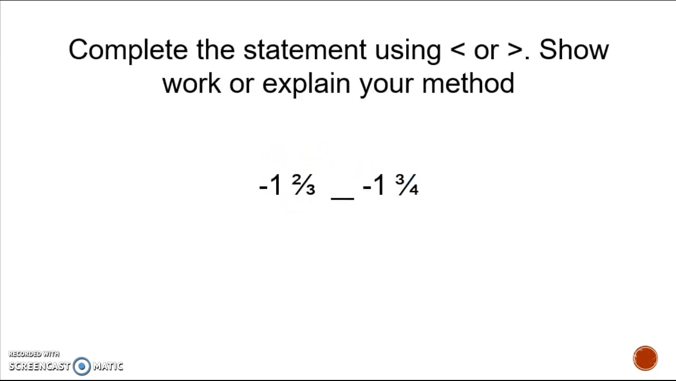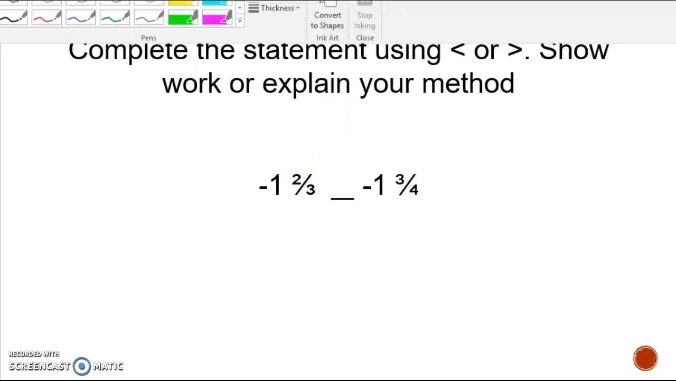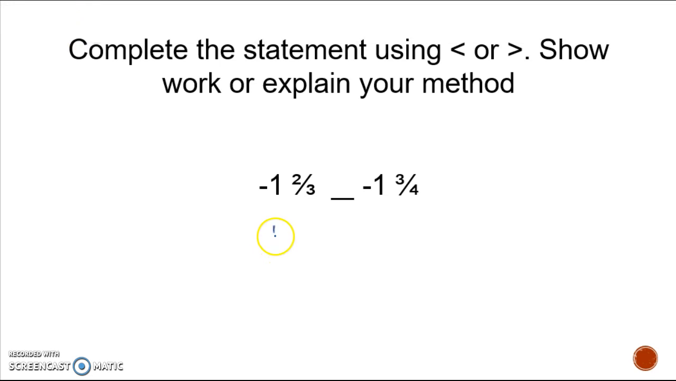So you want to put your arrow towards the smaller number, or the more money you would owe. Here we have -1 2/3 and -1 3/4. So what I like to do is just think about the opposite of these. So let's pretend that this is 1 2/3 and then this is 1 3/4. We know that 3/4 is greater than 2/3. But if it's negative, that means I would owe more money than I would here. So if that's the case, then this number is greater.